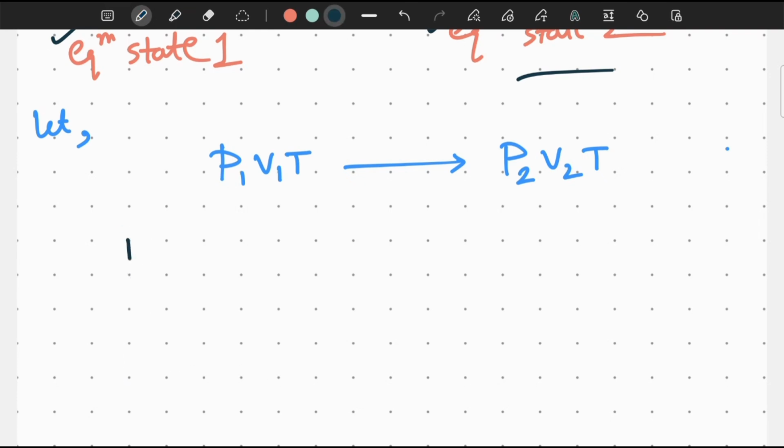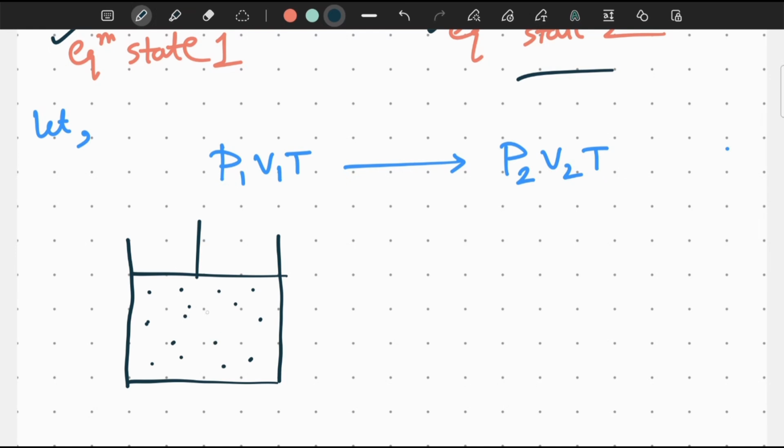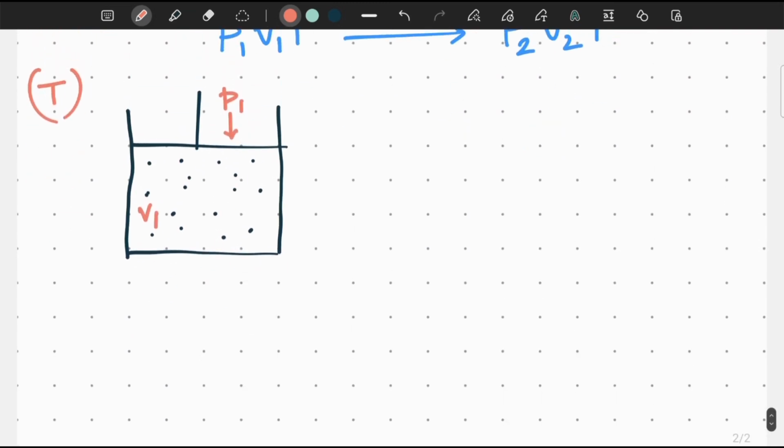Let me just draw this. So let's say there is pressure P1 here, the volume is V1, and this is at temperature T, which is fixed. I am not changing the temperature. So this macroscopic system or macro state is characterized by P1, V1 and T. We can write this state as P1, V1 and T.